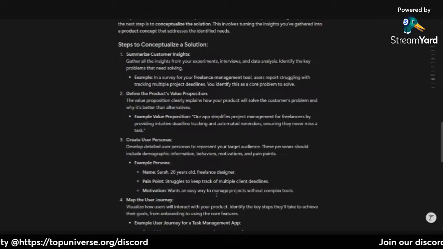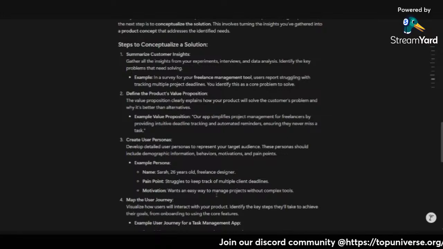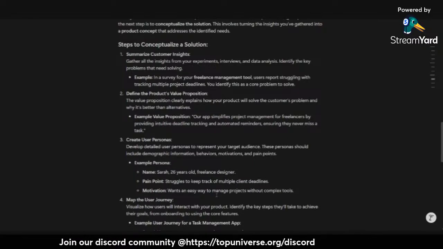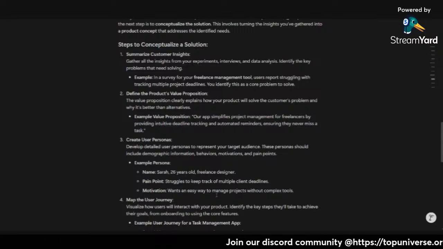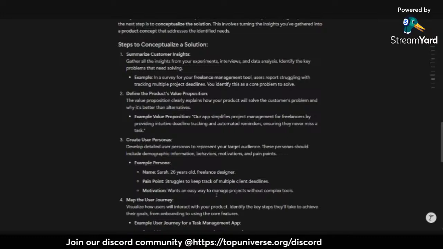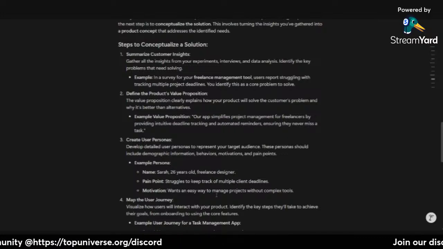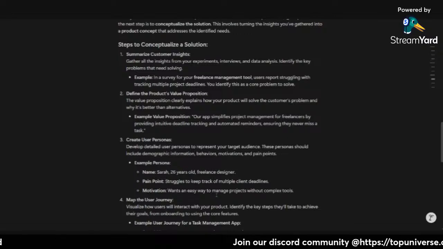Now, of course, you can decide to identify this as a core problem to solve, because it's obvious that a lot of users are finding this difficult. It shows that you probably don't even have existing solutions that do all this. It makes sense to conduct some research to see if there are existing applications or solutions that can do this, and or a better way to allow the users to track multiple project deadlines while including additional features that you've also realized might be core problems based on your findings. Next, you have to define the product's value proposition.